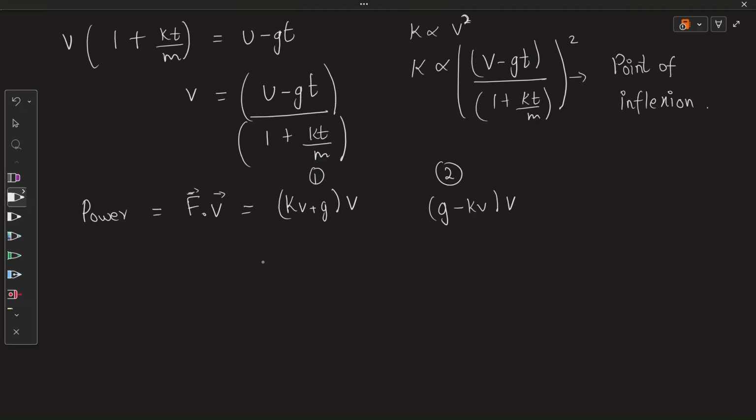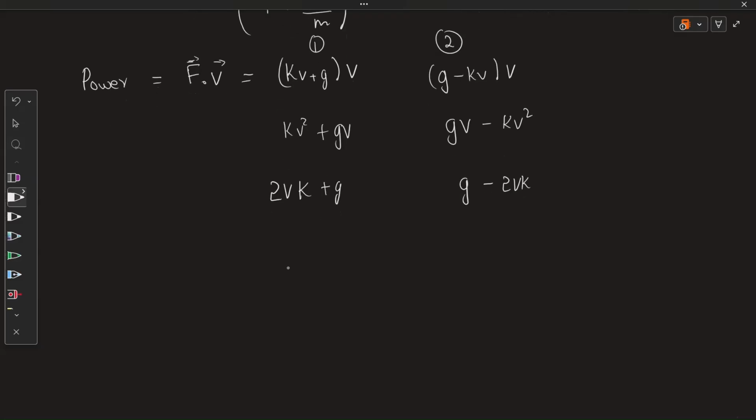Upon differentiating, the first gives kV square plus mgV, and the second gives mgV minus kV square. Differentiating, we get 2Vk plus mg, and over here mg minus 2Vk. To find the maximum, we equate the first derivative to 0. Actually the force is kV, and this is mg. I forgot to add the mass m.